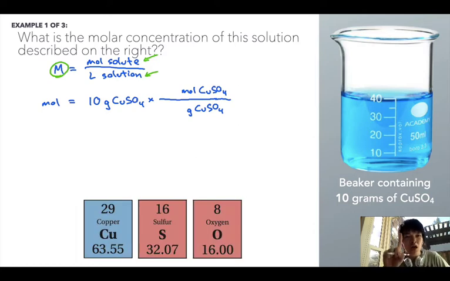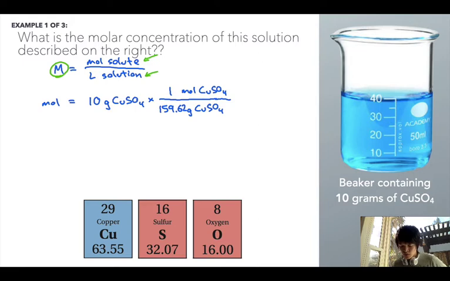Just know that there's one copper here, there's one sulfur, but there are 4 oxygens. So add up all of those molar masses. What you should get is that there is exactly 159.62 grams of copper sulfate for every 1 mole of copper sulfate.